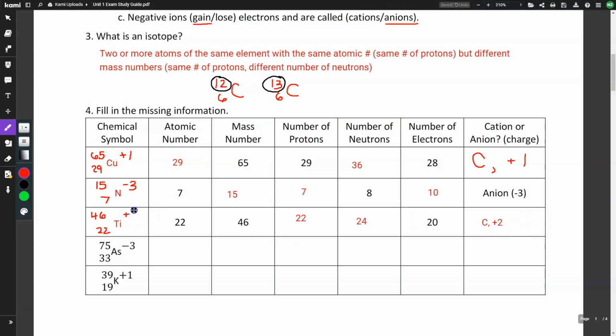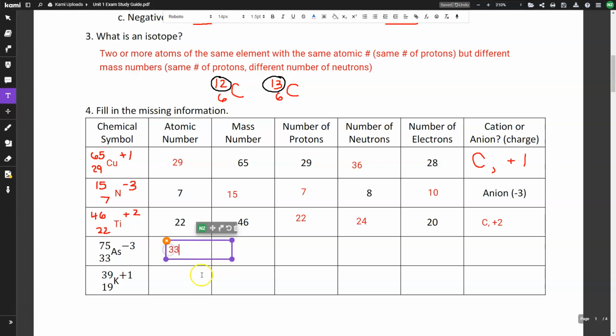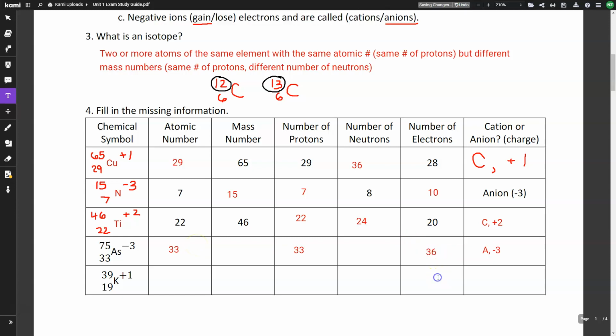All right. Let's fill these in. Atomic number for my 4th row is 33. That'll be equal to the number of protons. Our charge is -3, so it'll be an anion, -3. -3 means we have 3 more electrons than protons, so this will be 36. Now we know the mass number is 75. 75 minus 33 gives us 42. Oops, that should be 42.